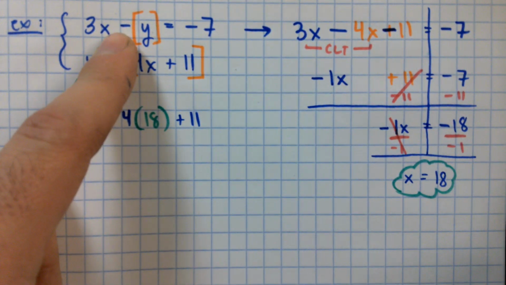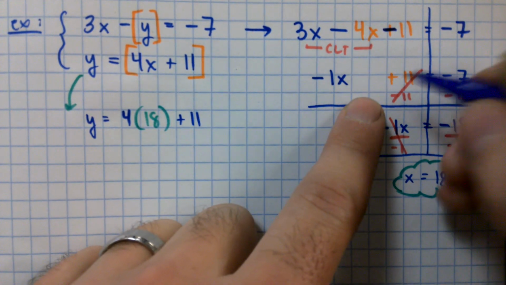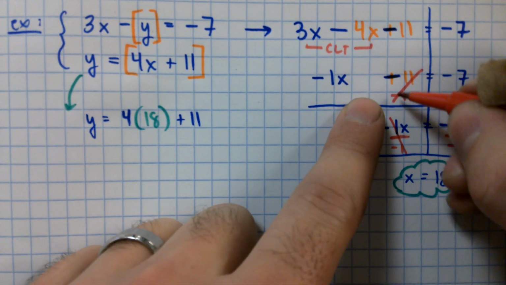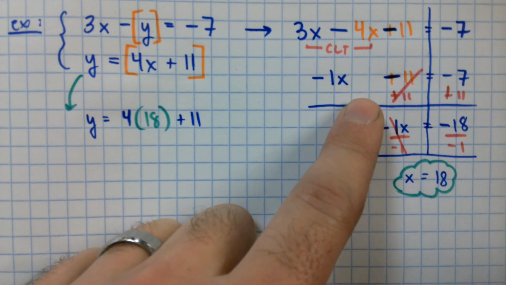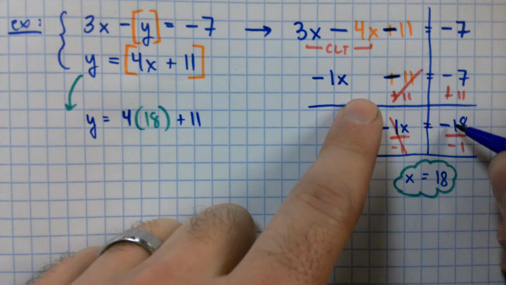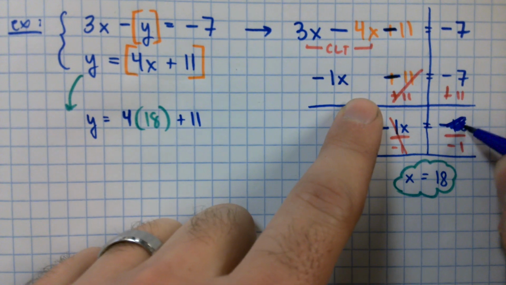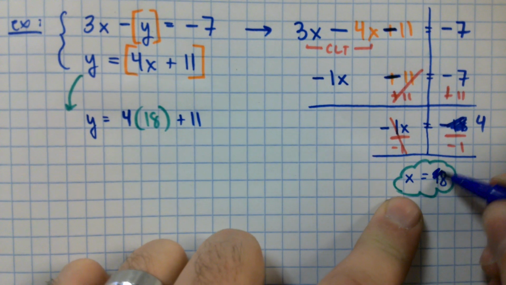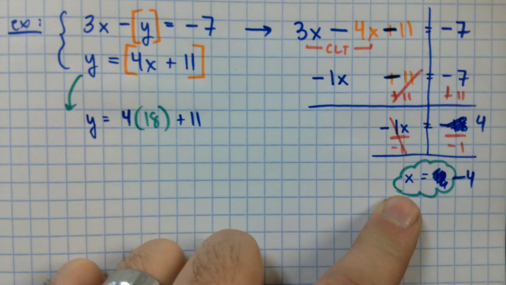My bad. Everybody makes mistakes. So if that's negative 11 and I add 11, that's going to give me 4. And when I divide by negative 1, I get negative 4. Oops.